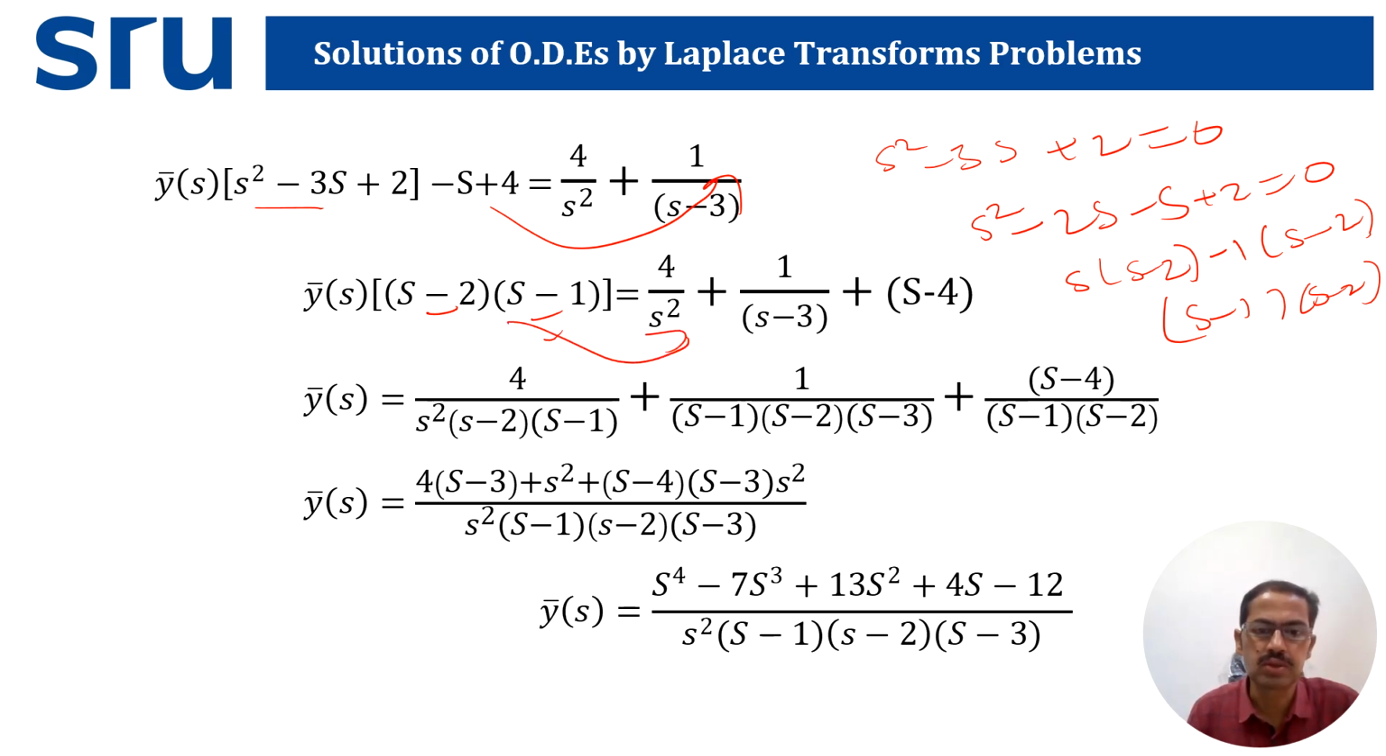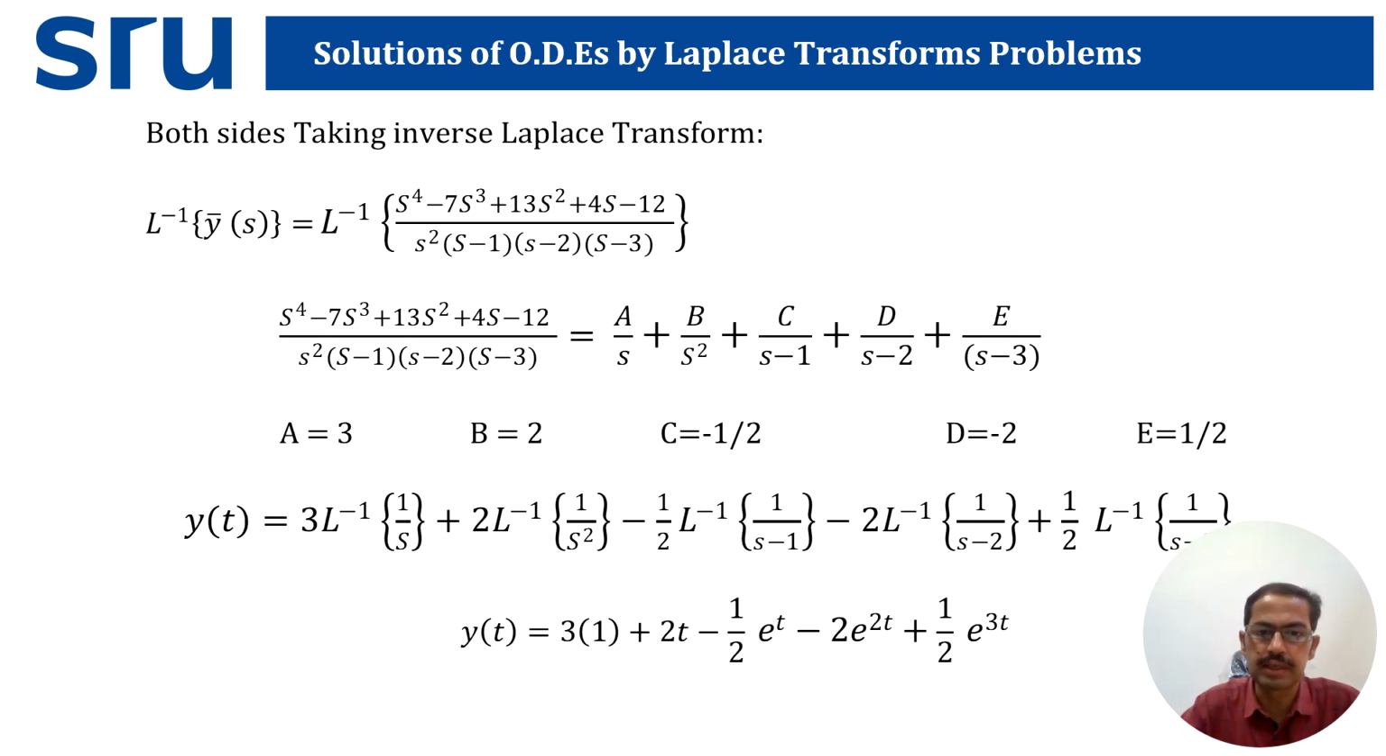So 4 by s square into this, and 1 by s minus 1, s minus 2 into this, and s minus 4 by this. If you take the LCM of this function, it is s square, s minus 1, s minus 2, s minus 3, with a numerator and this denominator. So y bar of s is equal to s power 4 minus 7s cube plus 13s square plus 4s minus 12 by this one, s square, and so on, s power 5 now.